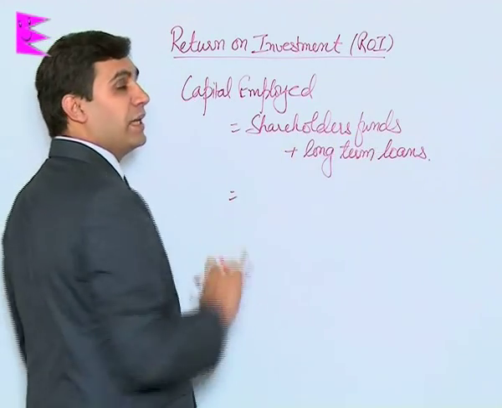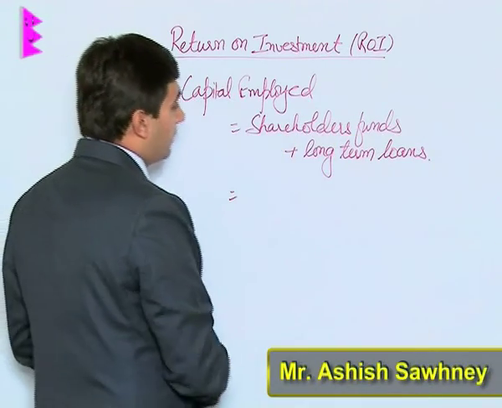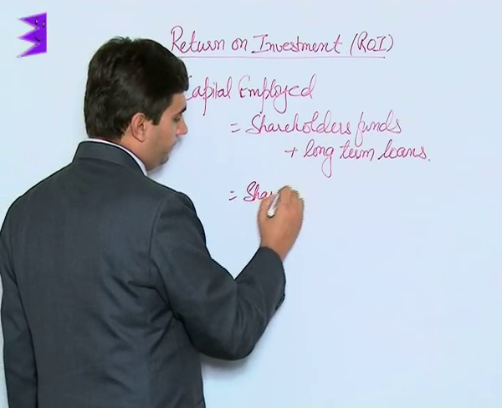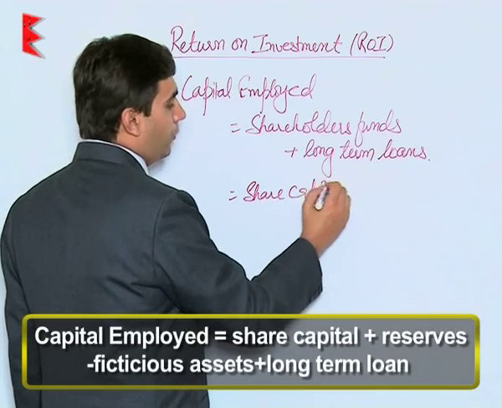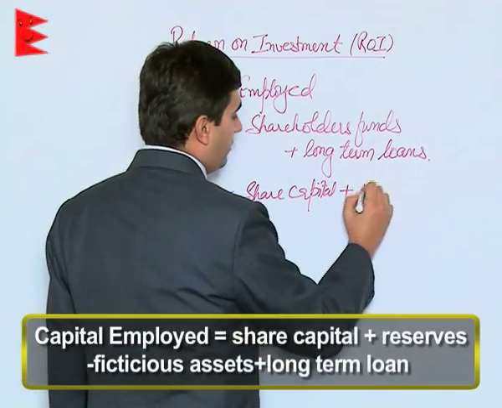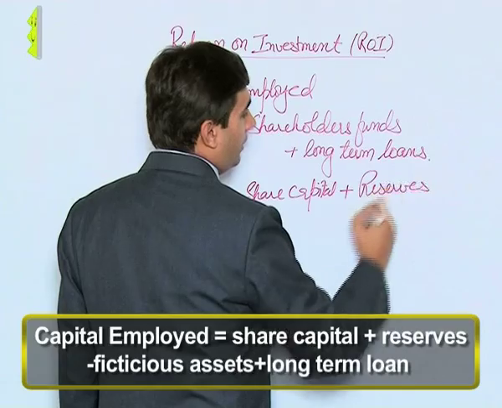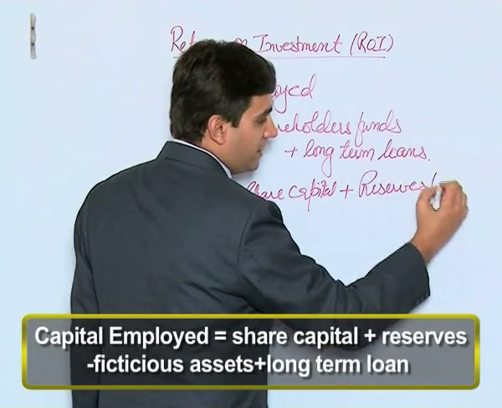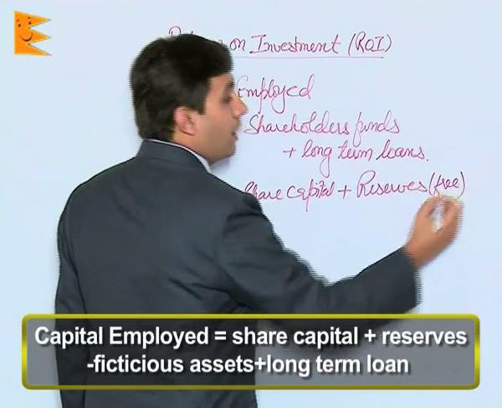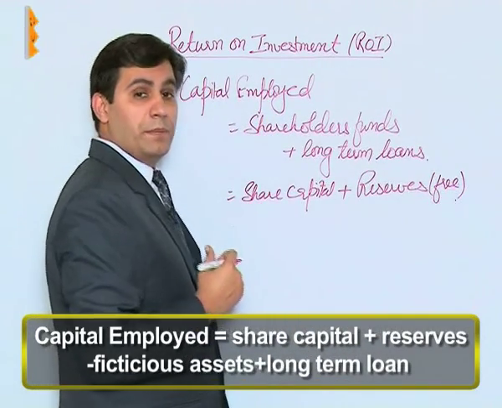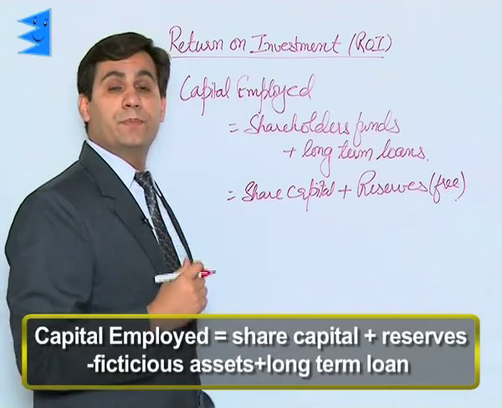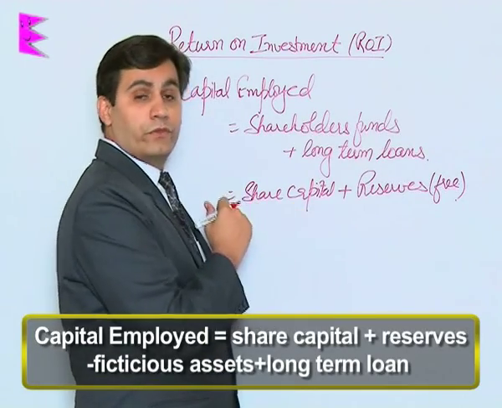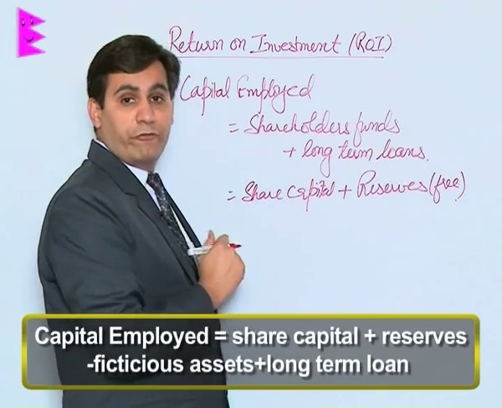Now students, this formula can be further divided into different categories. Like for example, shareholders funds. Shareholders funds can include share capital, that includes both equity and preference, plus reserves, and remember, reserves include free reserves. Sometimes securities premium is also given. So students, remember, securities premium belongs to shareholders. So it is a capital reserve which is a part of share capital or shareholders funds.